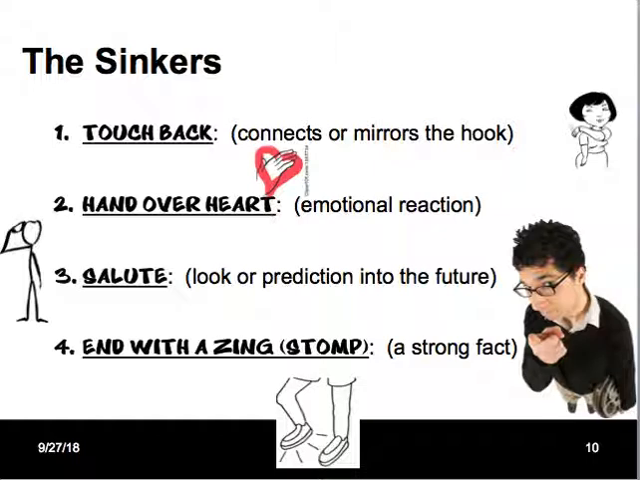You could also talk about hand over heart, like if you were pledging. So if you were doing your hand over heart, this is where you're looking at an emotional reaction. Think about if you're saluting. This could be a look or a prediction into the future. What do you think will happen next? And then think about if you were stomping your foot. This is called ending with a zing. This is where you're adding your strong style techniques, your strong fact, or even that strong quote. So if you're using all of these strategies, you will have a great paper.